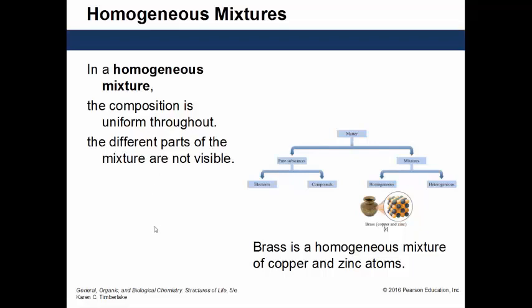So for this type of mixture, the composition is uniform throughout the entire mixture, and the different parts that make up this mixture are not visible. And the example that's given here is brass. Brass is a combination of copper and zinc. So when you see this picture of a brass vase, all you see is brass. You don't see the zinc. You don't see the copper. You see what results in their combination together, which is brass.